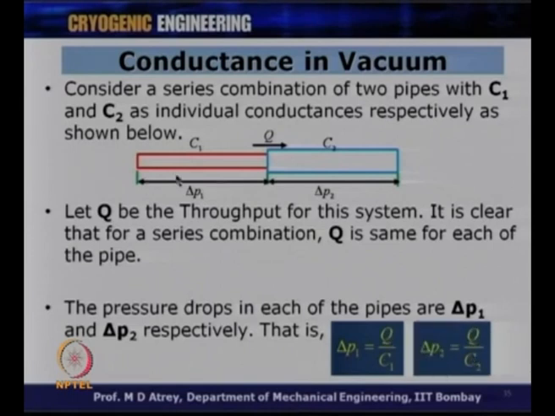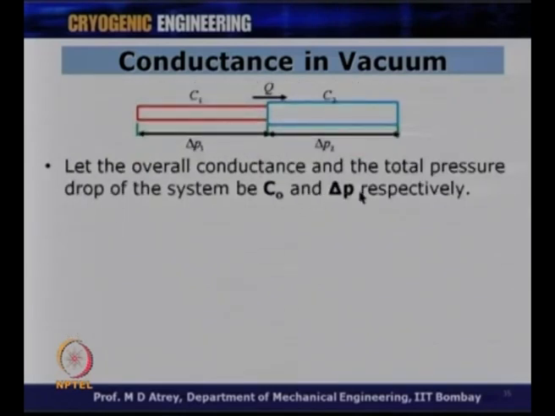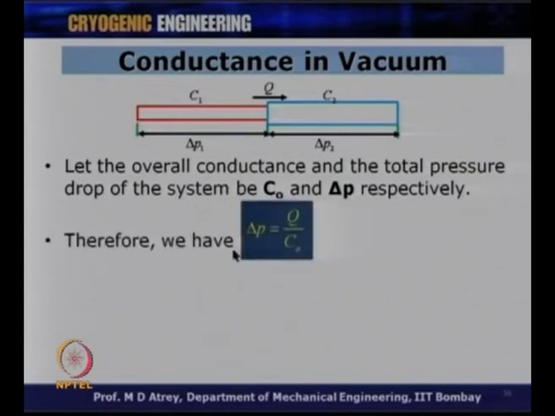And let us have an overall conductance as C0, and let us try to relate that to this. We also know that the overall pressure drop delta P is equal to delta P1 plus delta P2. So, let the overall conductance and the total pressure drop in the system be C0 and delta P respectively, and what we know therefore is that the equation for this is delta P is equal to Q upon C0.